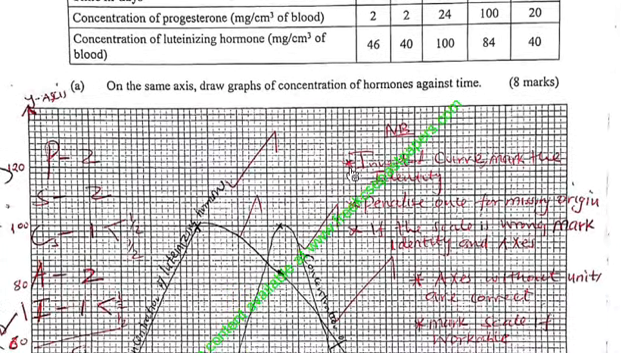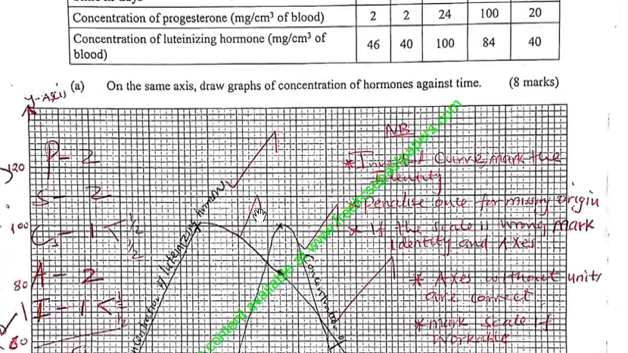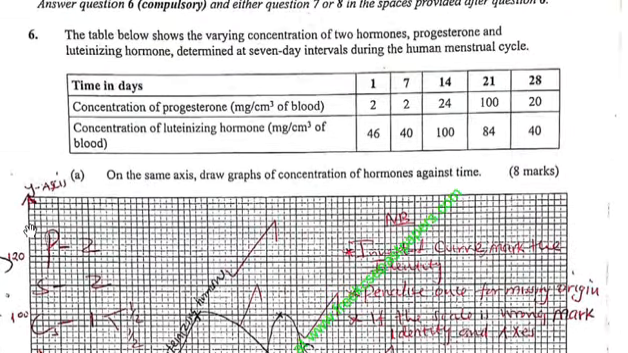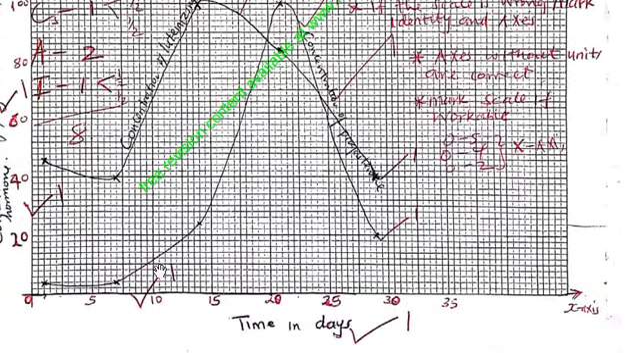On the same axis, draw graphs of concentration of hormones against time. When drawing the graph, the first thing is the scale. You should have a workable scale, not just any scale. The workable scale can have 10 boxes representing 5 days, and on the other axis, 10 boxes representing 20 milligrams per centimeter cubed. That will provide a workable scale.